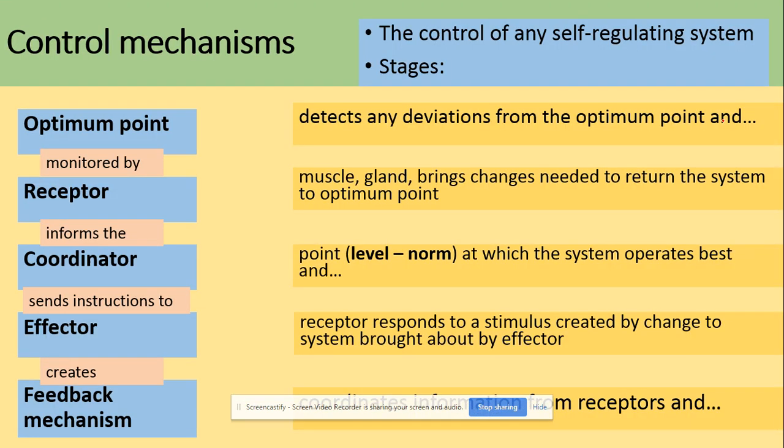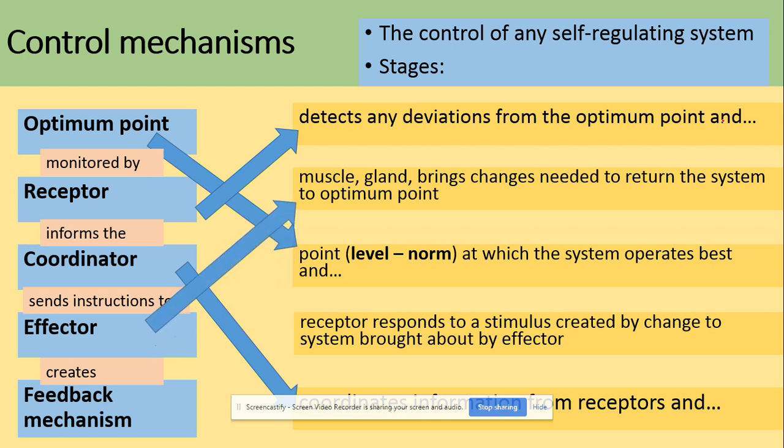A few definitions before we get started. The optimum point is the level, the norm, at which the system will operate best. The optimum point is monitored by receptors. They detect any deviation from the optimum point, and the receptor informs the coordinator, which takes the information from the receptors and sends instructions to the effector, which could be a muscle or gland that brings changes needed to return the system to the optimum level.